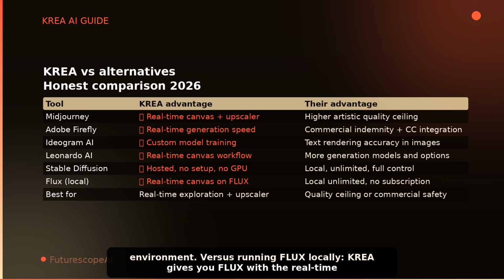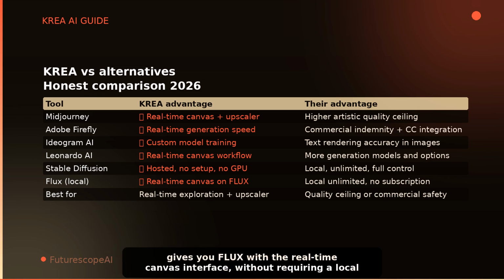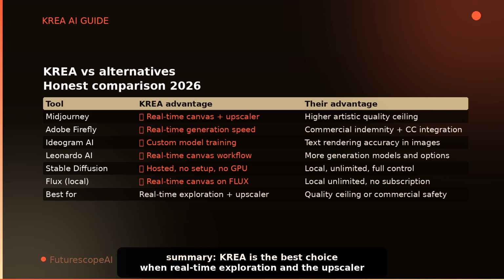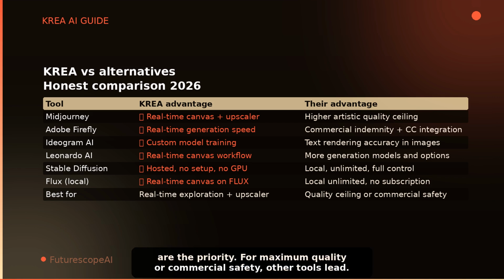Versus running Flux locally, KREA gives you Flux with the real-time canvas interface, without requiring a local GPU. Local Flux is unlimited and costs nothing per generation once the hardware is set up. The honest summary: KREA is the best choice when real-time exploration and the upscaler are the priority. For maximum quality or commercial safety, other tools lead.